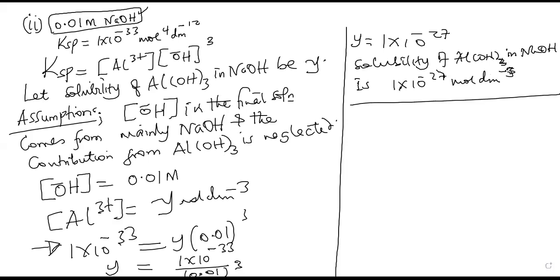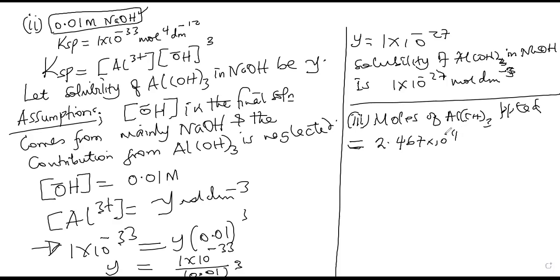Now, the final part wants us to find the mass of aluminium hydroxide precipitated after adding sodium hydroxide. To get the mass, we need to first get the moles precipitated. Moles of aluminium hydroxide precipitated are equal to the initial solubility in water, which was 2.467 exponent negative 9, minus the one in sodium hydroxide, which is 1 exponent negative 27.